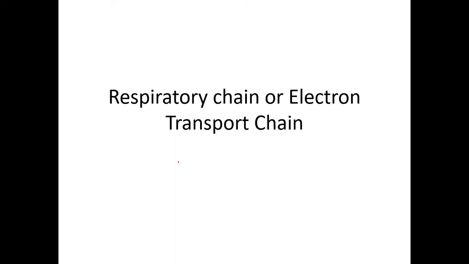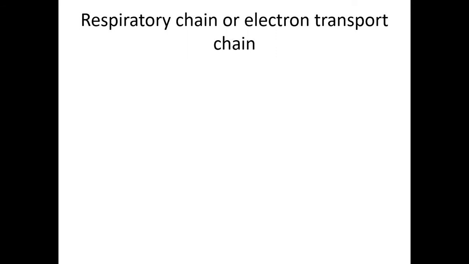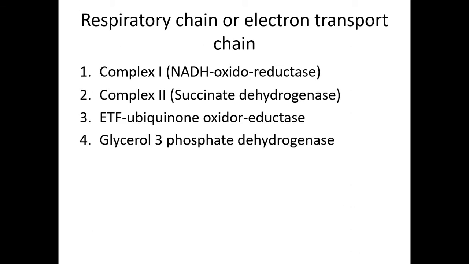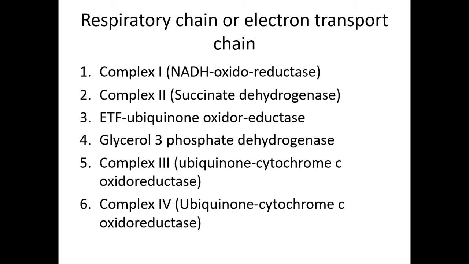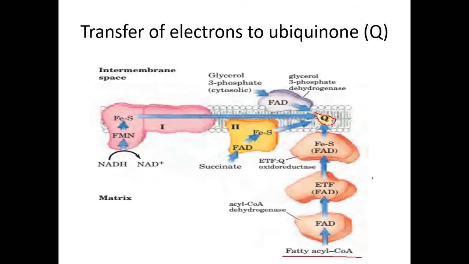So in this video, I'm going to discuss the respiratory chain, also called the electron transport chain, and this occurs inside the mitochondria. The electron transport chain consists of these 6 enzyme complexes: complex 1, complex 2, then ETF ubiquinone oxidoreductase, then number 4 is the glycerol 3-phosphate dehydrogenase, complex 3, complex 4. So now we start discussing.